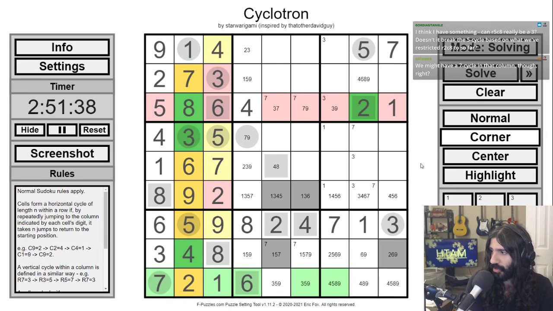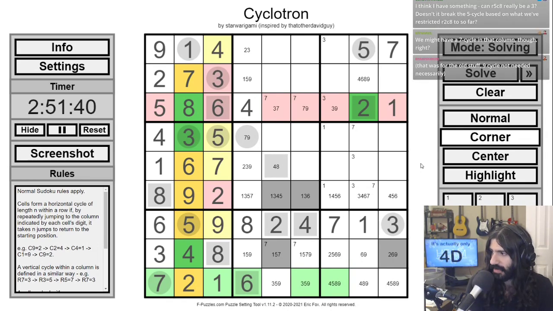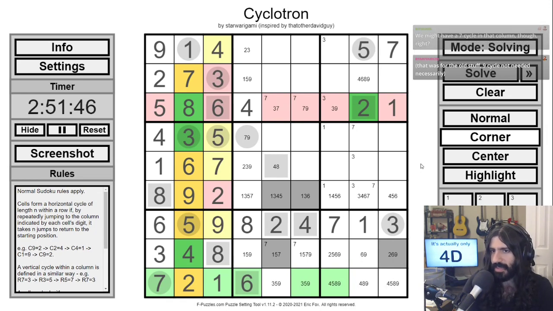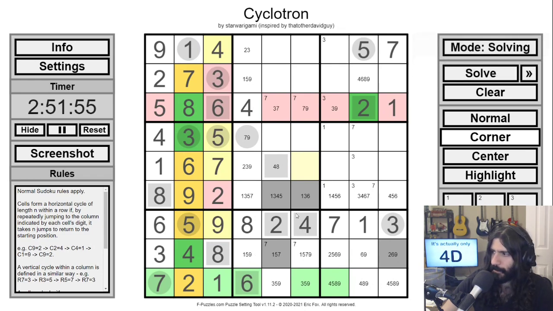It is possible to do the 9 cycle. That was for the old stuff. 7 cycle not needed necessarily. I think that this could still either be a 7 cycle or a 9 cycle here, right? Might have a 7 cycle in that column though, right? Yeah, we could. I think I have something.